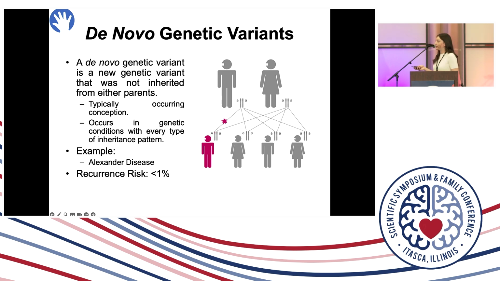And de novo genetic variants are a new genetic variant that occurs in the child that was not inherited from either parent. So you can see that neither of these parents have a genetic change in either of their gene pairs, but this little kiddo does. These de novo changes typically occur at conception. And I mentioned earlier that these de novo changes are what make everyone unique, and we all have de novo changes in comparison to our parents. It just matters if that de novo change is in a gene that's important for health, and if that variant in that gene actually affects that gene's ability to create a protein.